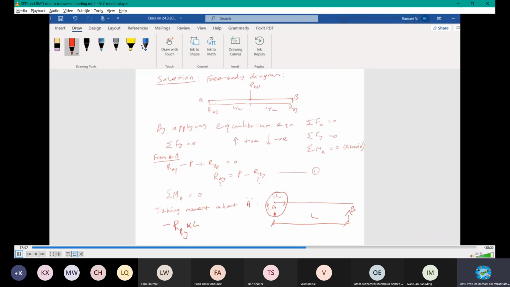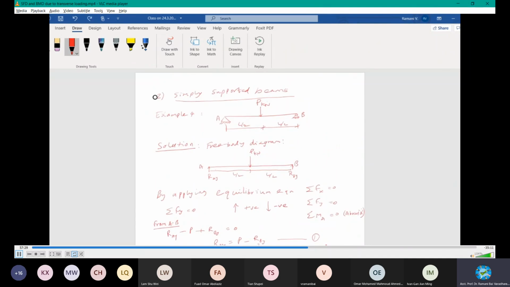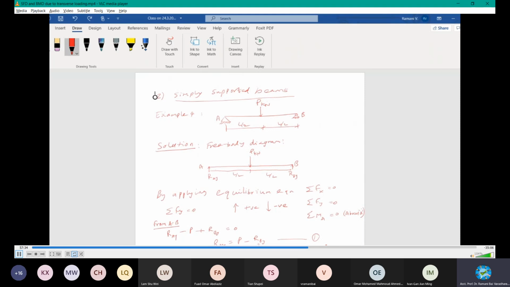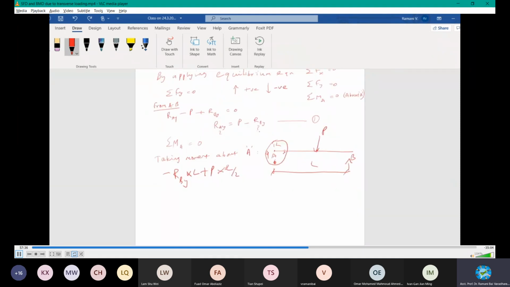And then what about the next one? The next loading is this point, right? This P. P is positive or negative? Positive. P into distance, which is L by 2. Then anything else acting? After this there is nothing. At A you cannot account for it, because at A the distance is 0. We have to account for these only.